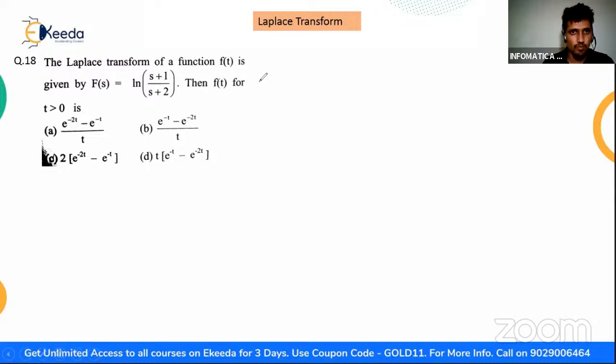This is again the use of property. f of t has Laplace transform given by F of s, which is ln of s plus 1 upon s plus 2.